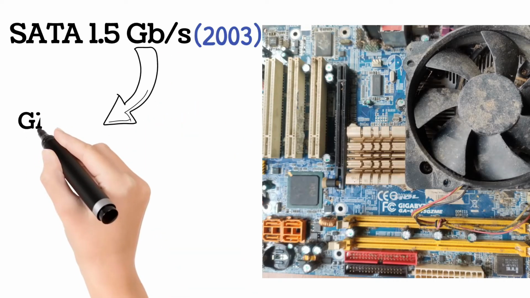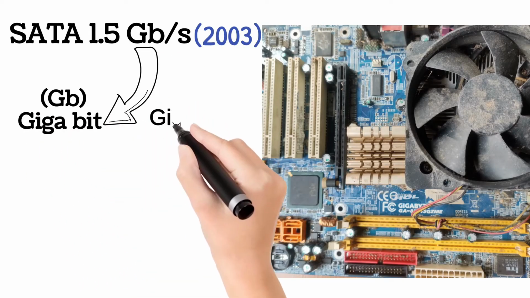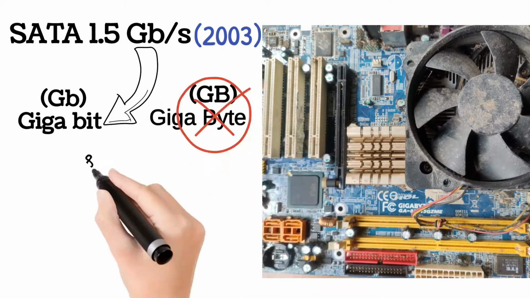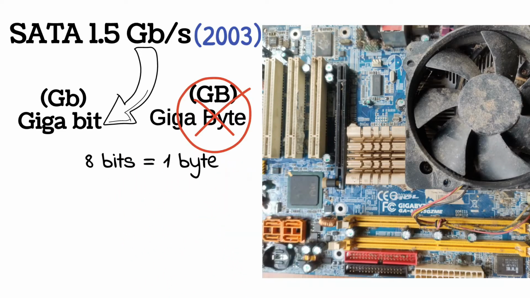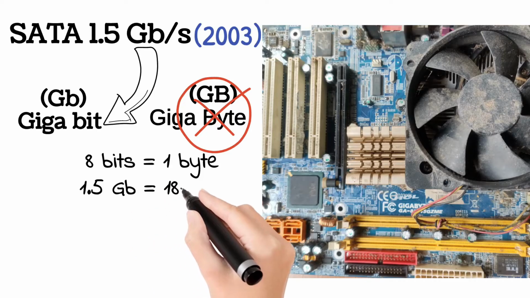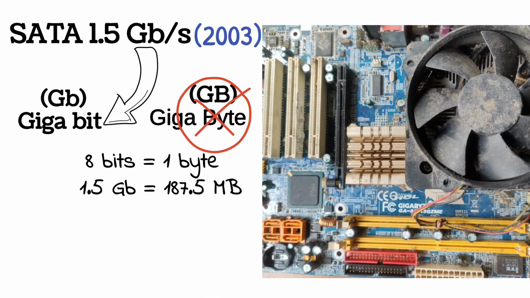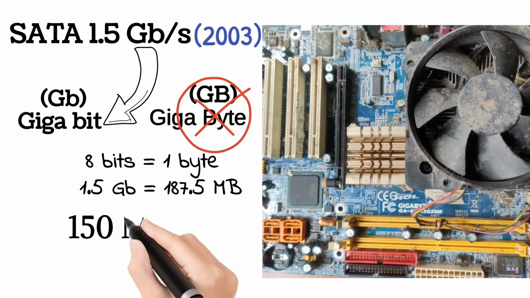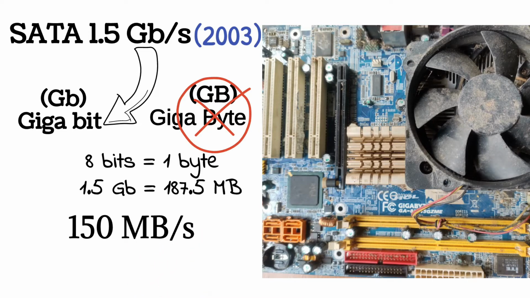Here, Gb means gigabit, not gigabyte. 1 byte is equal to 8 bits. So 1.5 gigabit is equal to 187.5 megabytes. But due to encoding of 8 bits into 10 bits, this revision can have a maximum bandwidth of 150 MBps. It was the first revision of SATA, so it is called SATA 1 later.